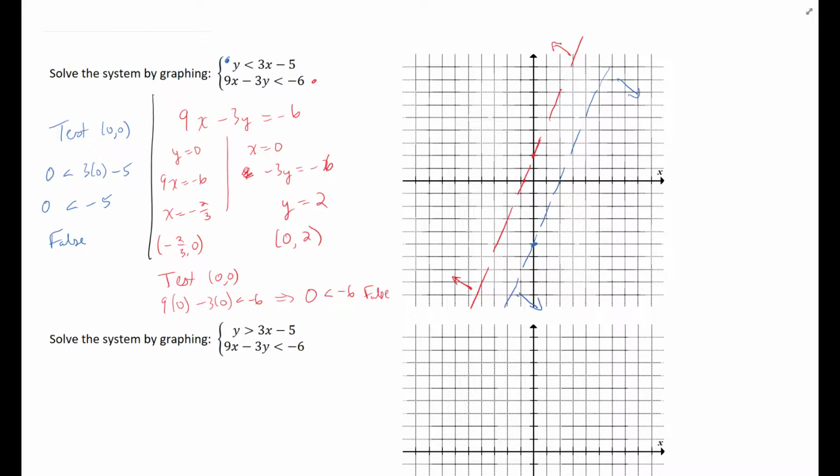There's no place that satisfies both of the conditions. And so what we would have to say is that there's no solution to this system of inequalities.